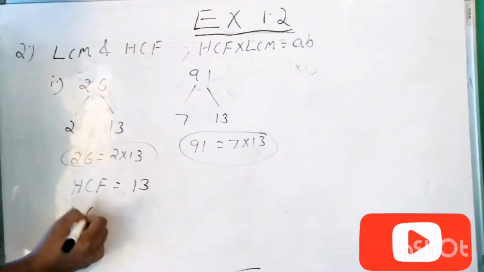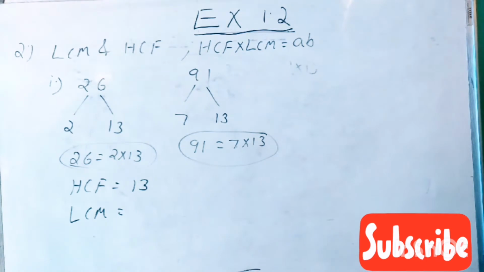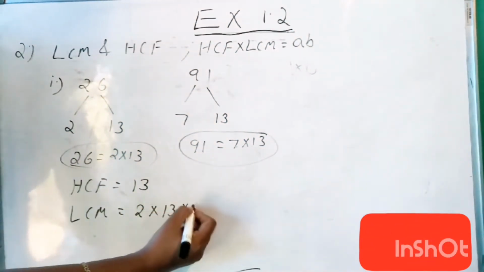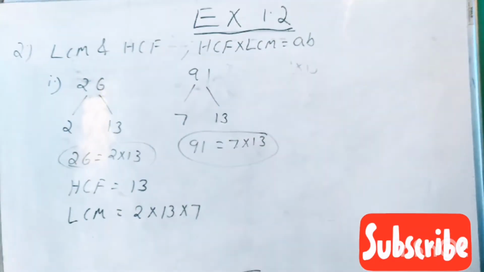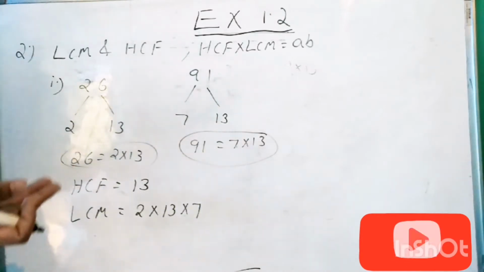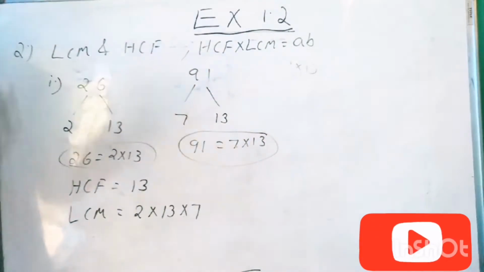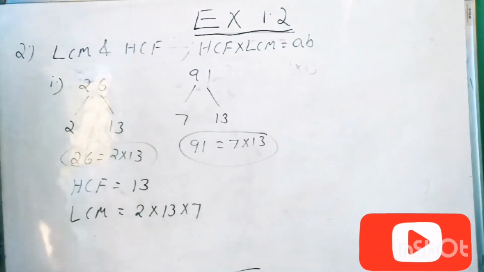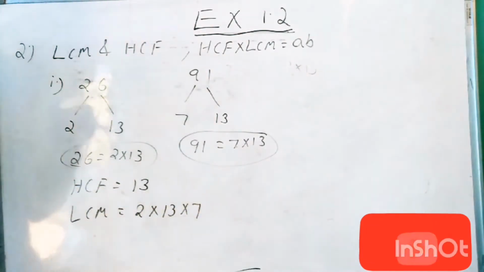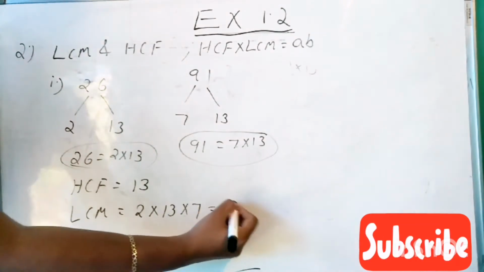Now LCM: we need to list all the prime factors present in our prime factorizations, that is 2, 13 and 7. And here we need to write the greatest power. The greatest power of all these prime numbers is 1. So this is our LCM, and we get LCM equal to 182.